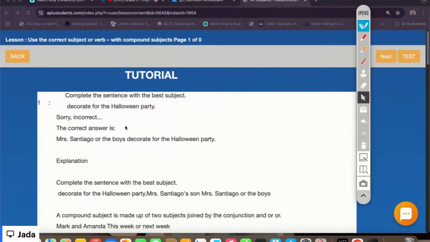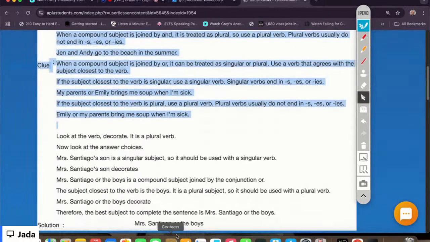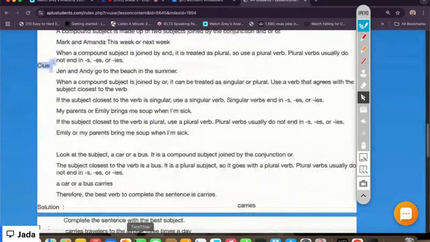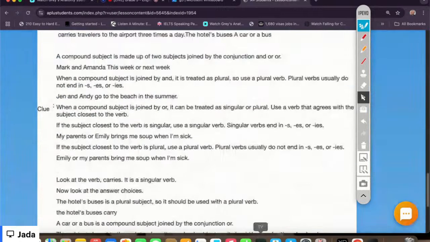Alright, let's have some examples. Complete the sentence with the best subject. Decorate for the Halloween party. So decorate, this verb doesn't have s or es. So of course we're going to have what? Plural subject. So Mrs. Santiago or the boys. A car or a bus carries travelers to the airport 3 times a day. So bus, it's just singular. So we will have what? A singular verb. Carries. Ends with ies.